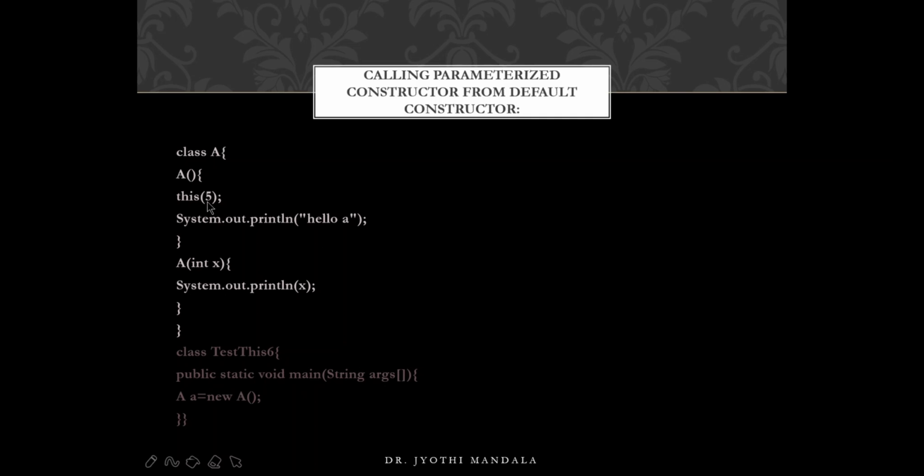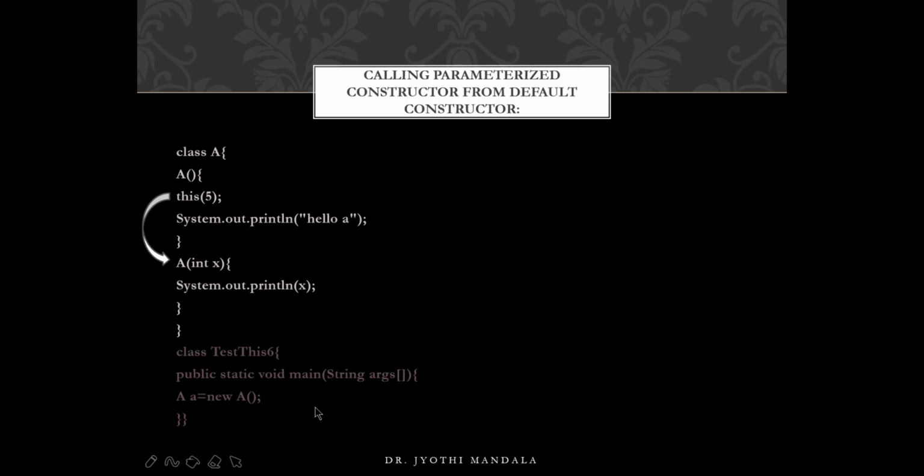As you are passing one parameter, only the one-parameter constructor will be called. Suppose you have int x, int y, that is also possible. Then if you want to call that constructor, pass two arguments here. As simple as that. So you can also call a parameterized constructor from the default constructor by simply writing this, and within the parentheses you specify the parameters.